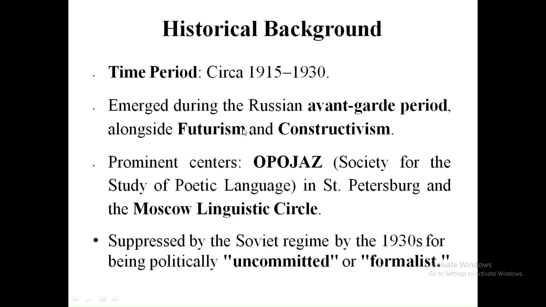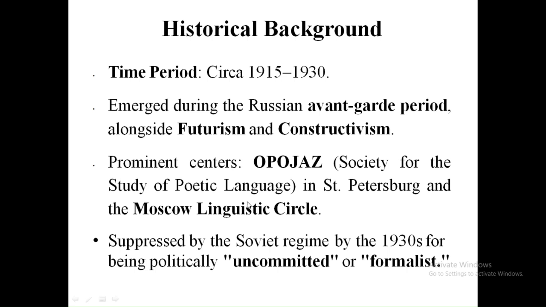The prominent centers of Russian formalism were Opoyas, a group of Russian scholars who studied literary forms. Opoyas is the Society for the Study of Poetic Language. There were also the Moscow Linguistic Circle and the St. Petersburg group. These were the prominent centers where Russian formalism was developed.